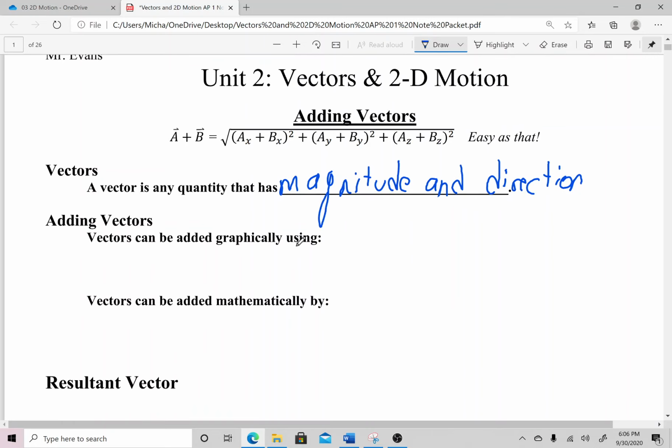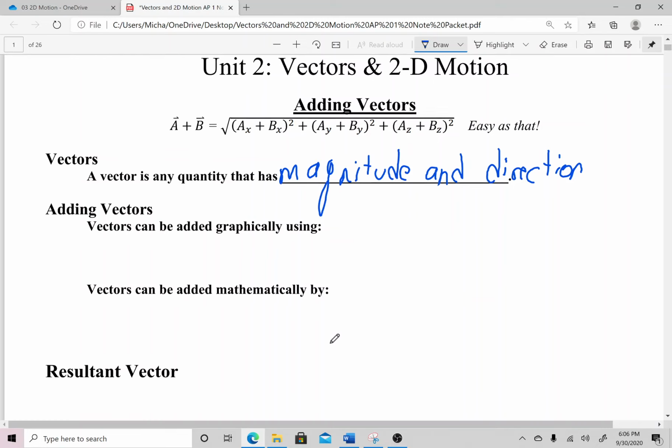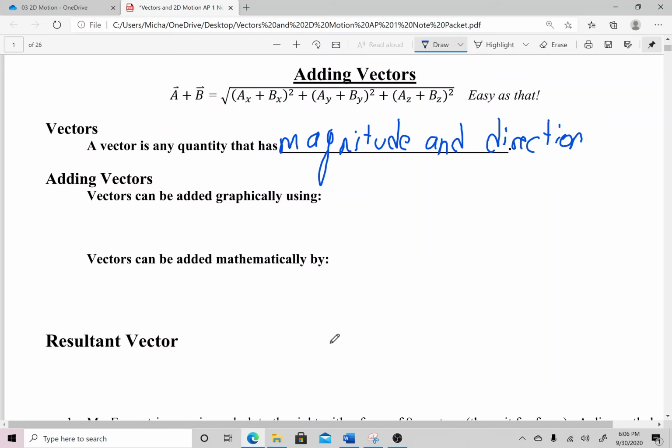Now, the math that you do with vectors is different because it has direction. Basically, scalars are nice and simple. It's like 5 plus 4 is 9, and that's not so bad. But once you include direction, you have to account for that when you do this. So how do we add vectors? We have to cover two different methods in this class.